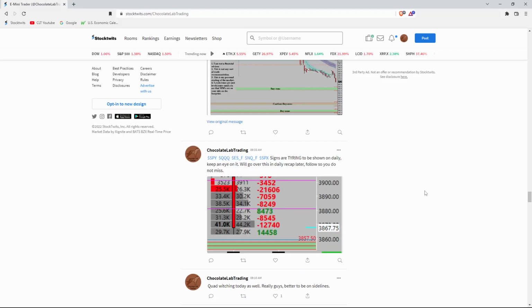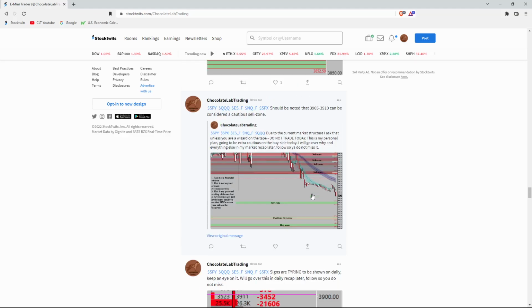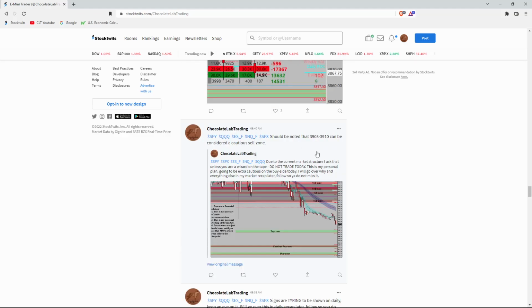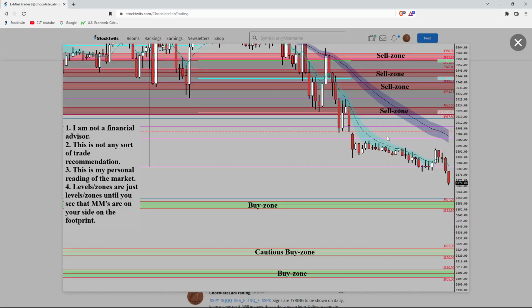So what is next? That was at 9:33, and I just wanted to add in here that I forgot to add 39.05 to 10 could be a potential sell zone. I think I said cautious sell zone, and that's just because we had this gap down that could provide either a quick scalp, or if the tape's saying so, the move down.